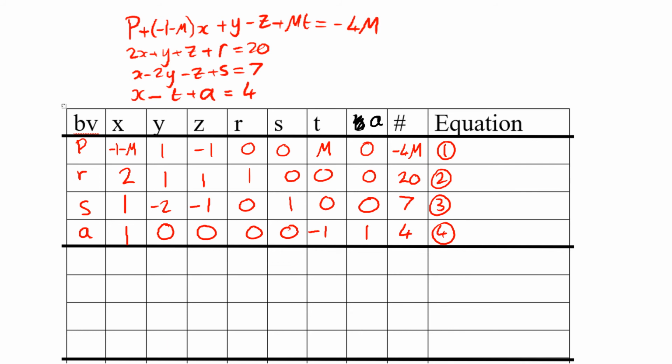So what do we want to pivot on? Well, we should do our calculations. So 20 divided by 2, and 7 divided by 1, and 4 divided by 1. And the smallest of those is obviously the 4 divided by 1. So we're going to pivot on this value here. Okay.